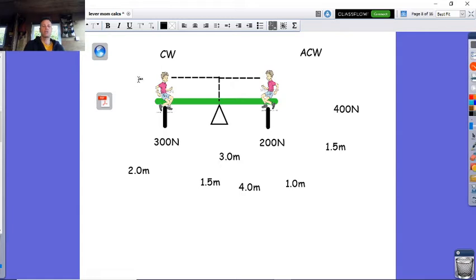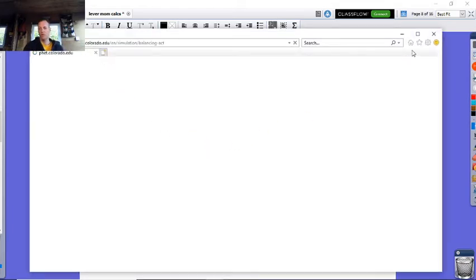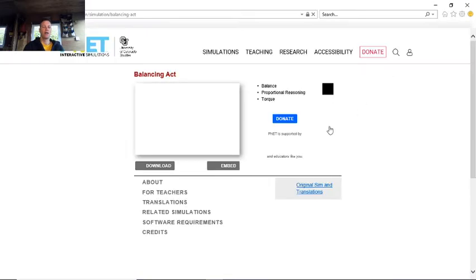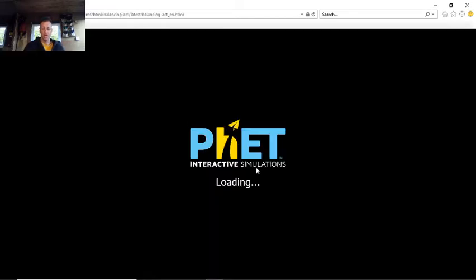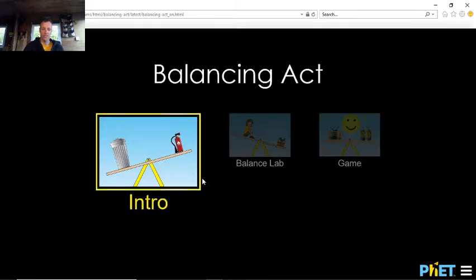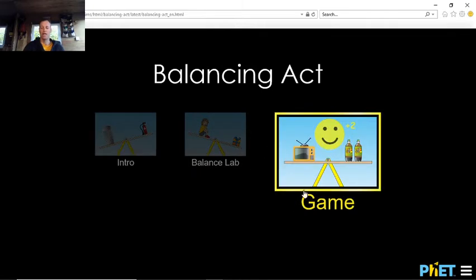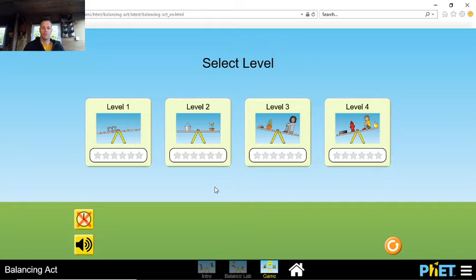Now, one group I showed this to, and one group I had not, was this software, which is really, really cool. I'm going to put a link in Edmodo for you. It's called PhET, from the University of Colorado. If you go in on this link, you can go straight in. It's really good because you've got some quizzes, and an introduction here. But the one you'll really like is the game. We all like games, don't we?